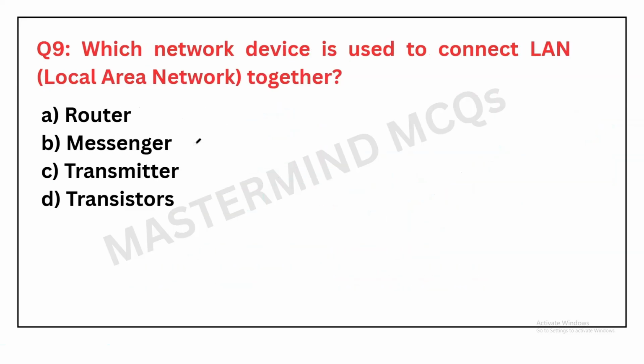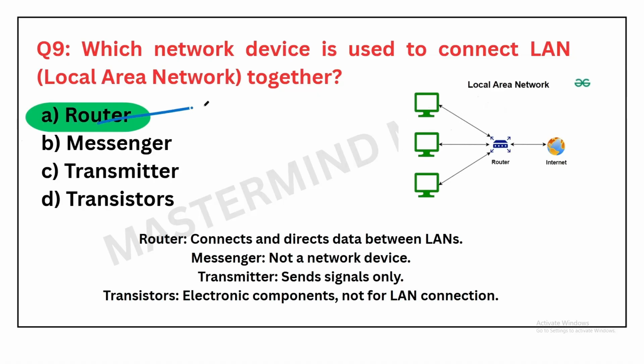Question number 9. Which network device is used to connect LANs, that is local area networks, together? Option A, router. Option B, messenger. Option C, transmitter. Option D, transistors. The right answer is option A, router.